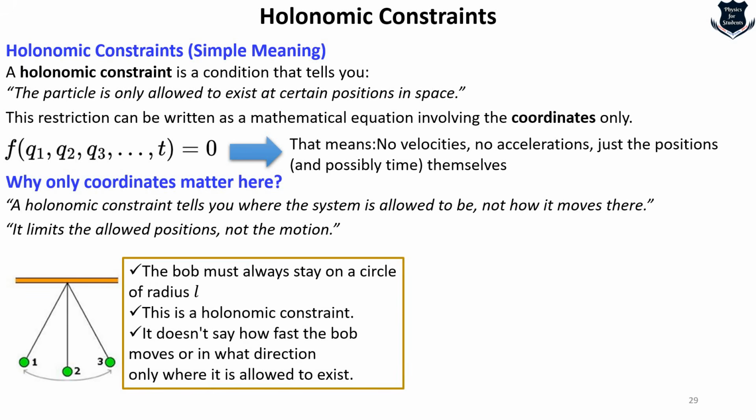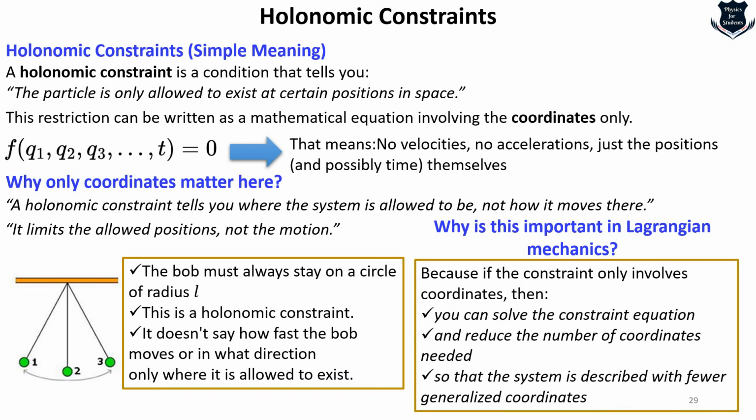If I consider this pendulum again, then the bob must always stay on a circle. It does not say how fast the bob moves, only where it is allowed to exist. Why this is important in Lagrangian mechanics is that if the constraint only involves coordinates, then it becomes easy. You can solve the constraint equation. You can reduce the number of coordinates so that the system is described with fewer generalized coordinates.